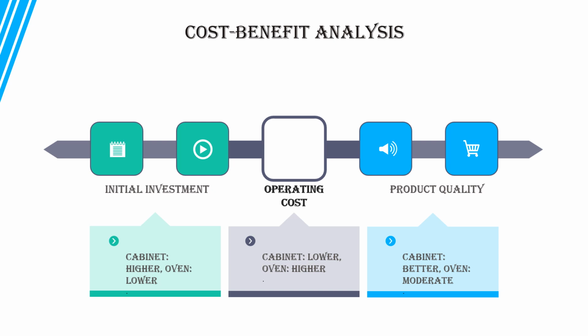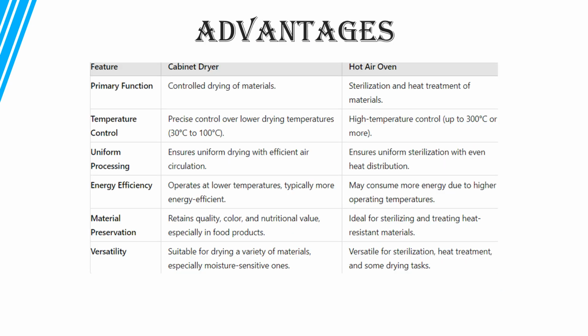And the product quality, cabinet has a much better product quality, whereas oven has a moderate product quality. So in initial investment, if you are investing more in cabinet, the operating cost and the product quality will be good. So in cost benefit analysis also, cabinet is a better option when compared to oven.